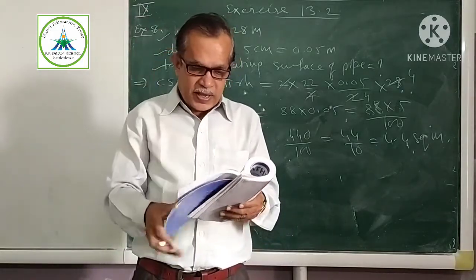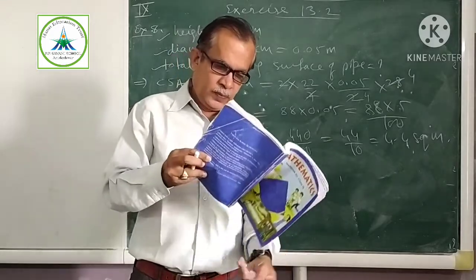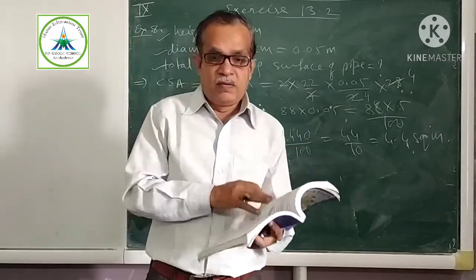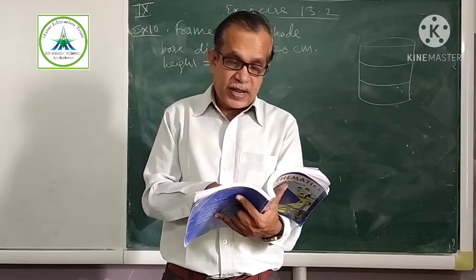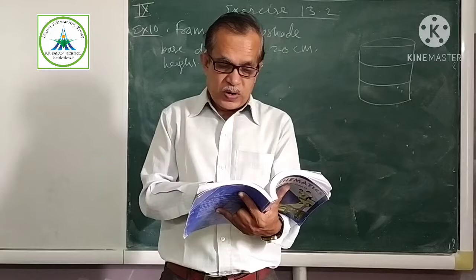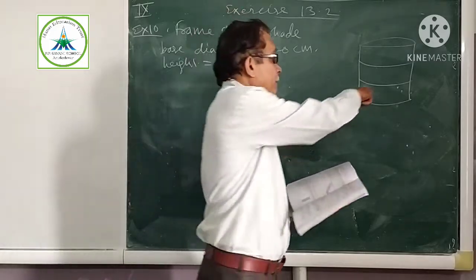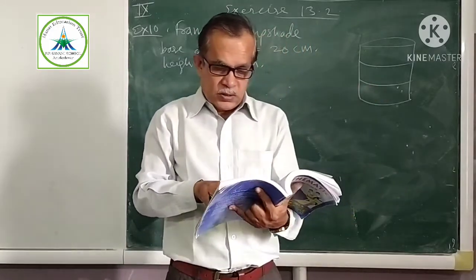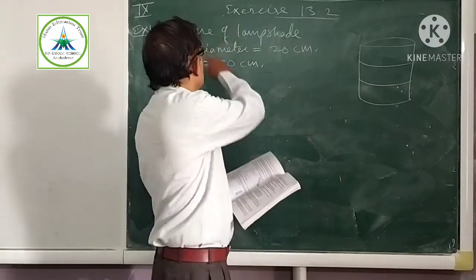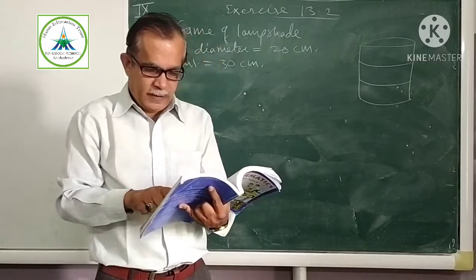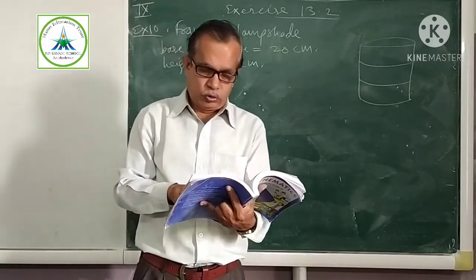Okay. Now I am taking example number 10. See, I am taking example 10. In figure 13.12, we have drawn a diagram. Okay. You have to see the frame of a lampshade. Frame of lampshade. It is to be covered with decorative cloth.